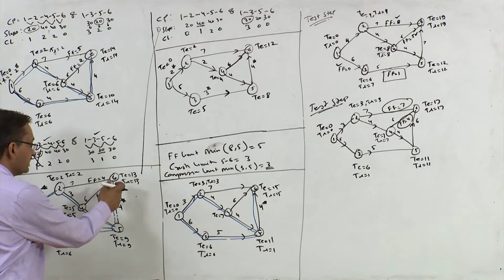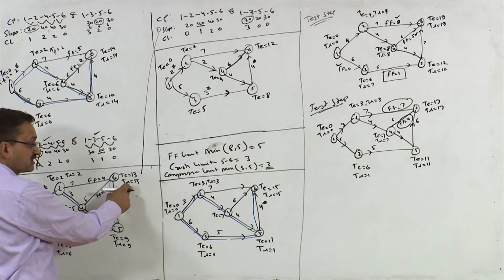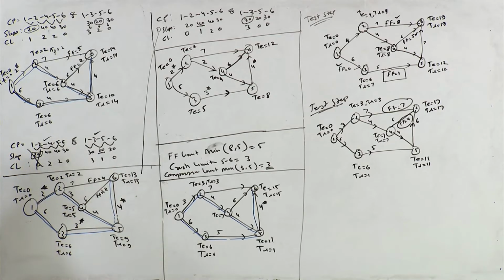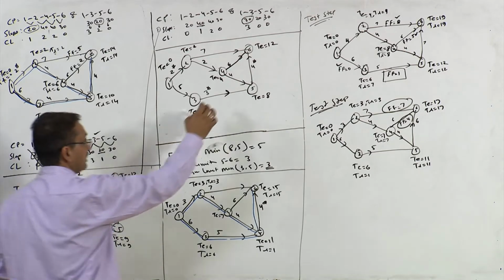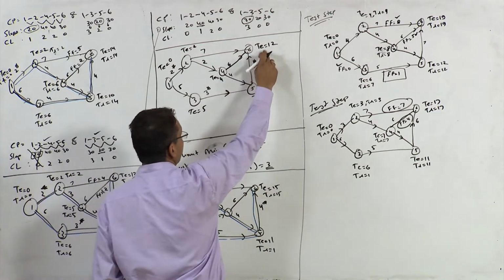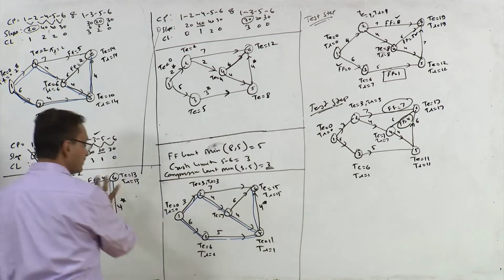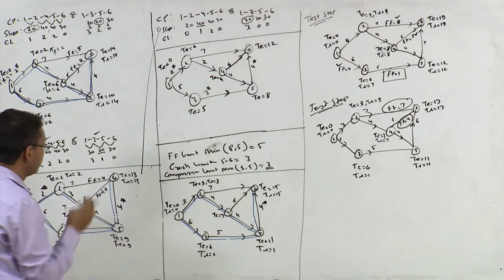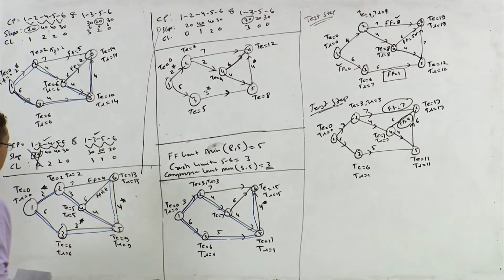It is common sense. Since this total duration is 13, we are reducing 2 activities simultaneously by 1 day, so this has to be 12, right? If you are not getting 12, it means you have made some mistake in drawing the network, right? So this is 12, right?